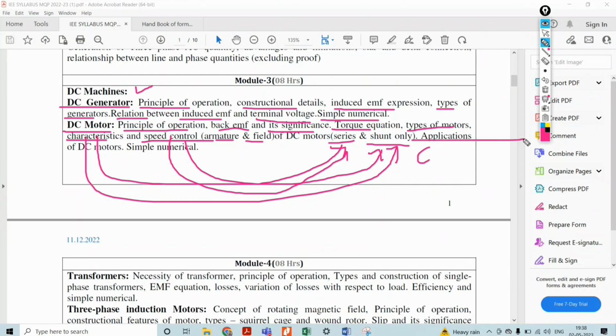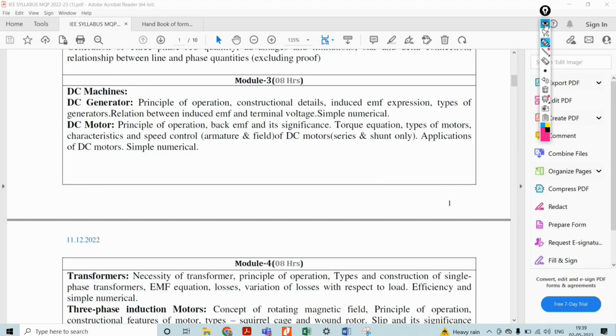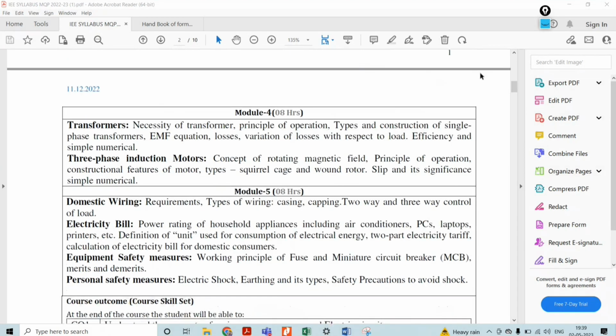Then the applications of DC motors: the series, the shunt, and the compound. All these three motor applications you have to remember. Then the numericals with respect to that. Okay, this is corresponding to the DC machine. Then with respect to module number 4.